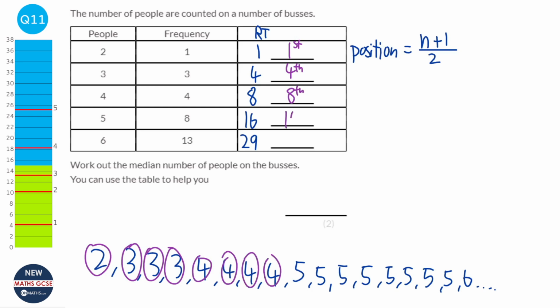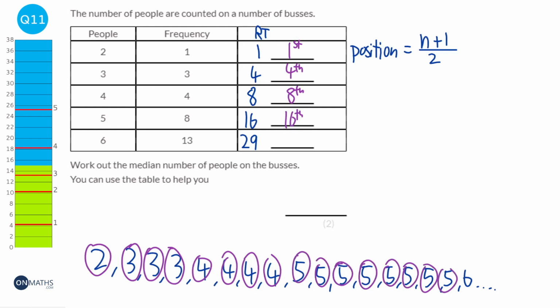This 16 shows us the 16th number is the last number that's a 5. So 9, 10, 11, 12, 13, 14, 15, 16. And this 29 here shows us that the 29th number is just the last number, but it's the last number that's a 6.